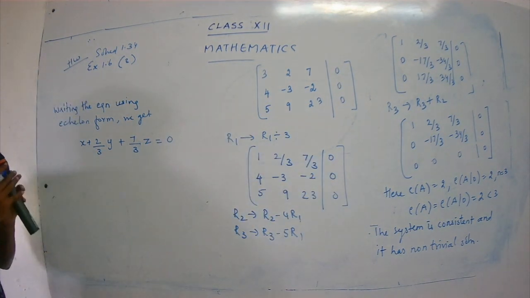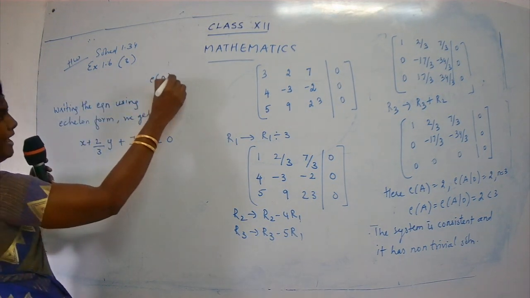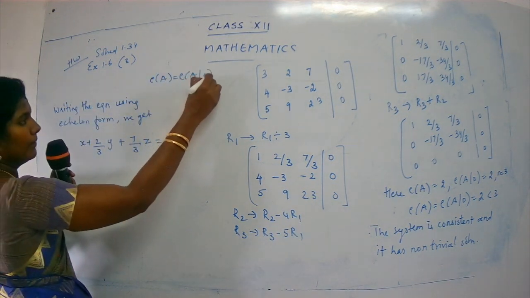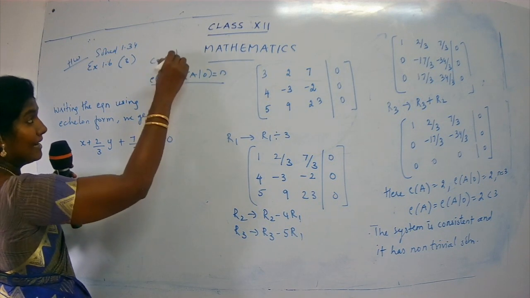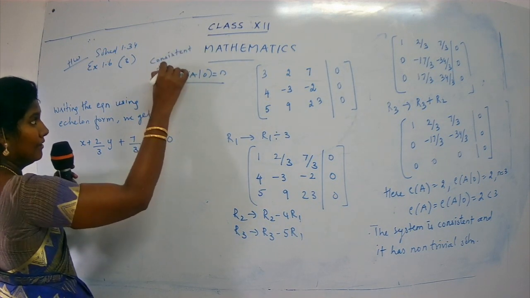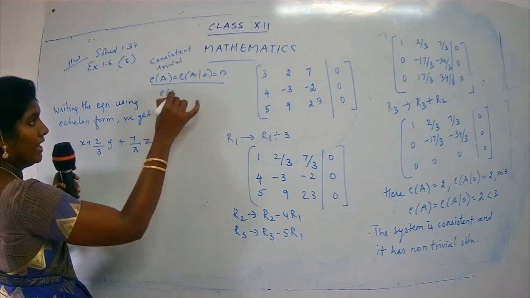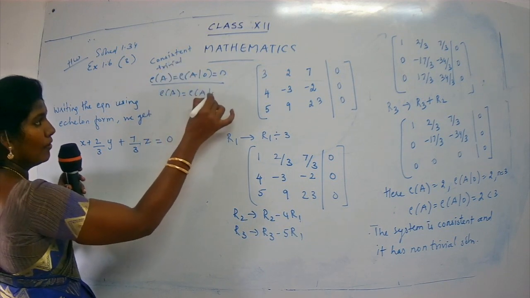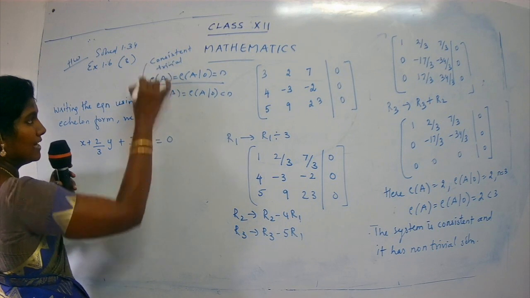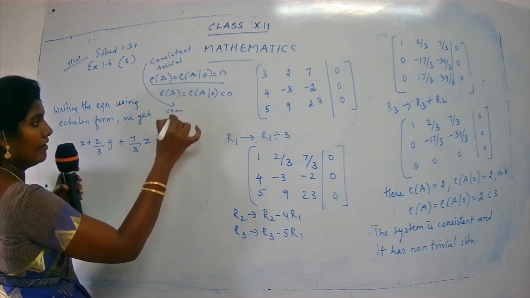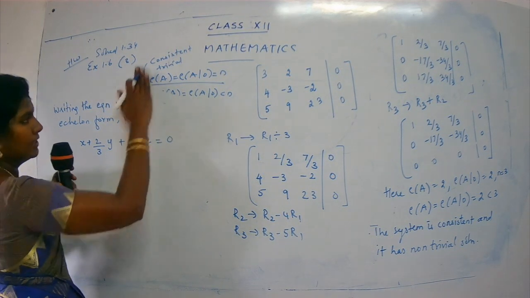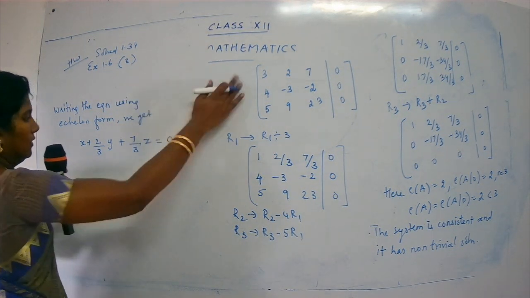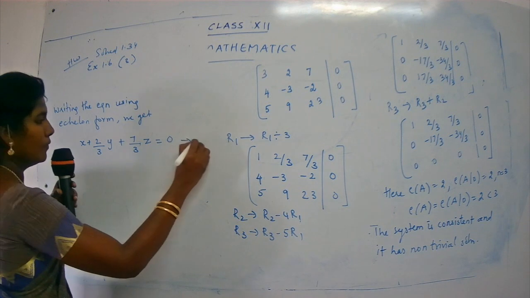Rank of A is equal to rank of AO is equal to n. If you have such a condition, you say it is consistent and trivial. If rank of A is equal to rank of AO is less than n, you say consistent and non-trivial. Clear? Okay. So we are just following these methods. Next, this is our equation number 1.